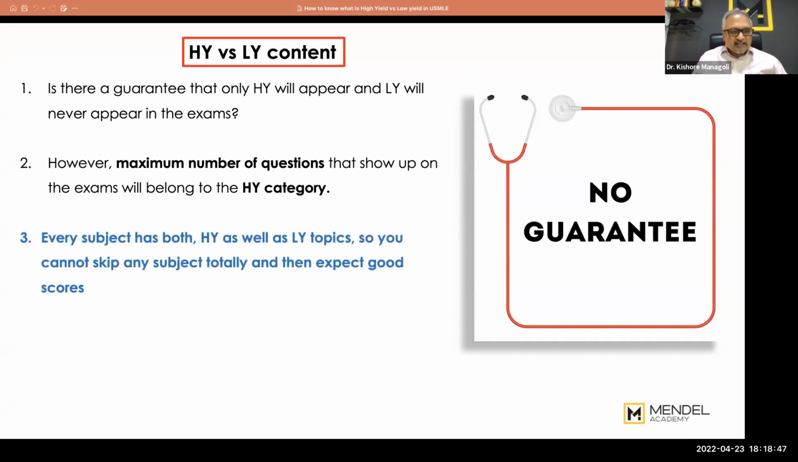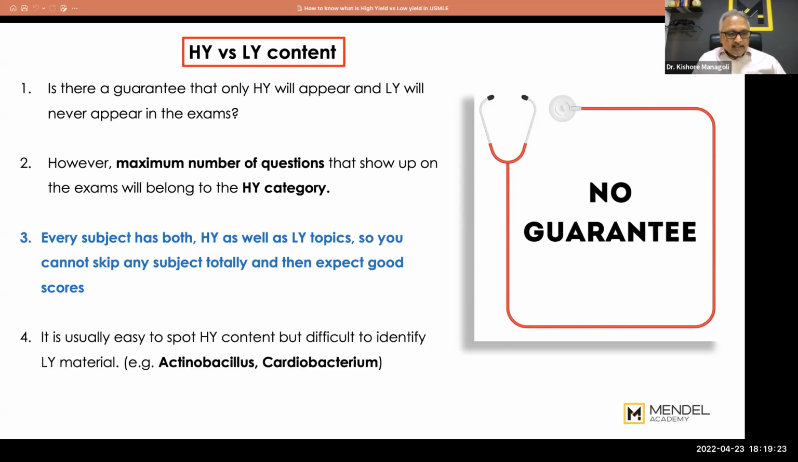Now, the thing is, every subject that is tested on step 1 or step 2 has both high yield as well as low yield topics. So if you take pharmacology, for example, you are going to have high yield topics as well as low yield topics. Microbiology, there will be high yield bacteria, which means they are more tested compared to certain low yield mycobacteria or some types of bacteria, viruses and stuff that will not be tested. So my advice is you cannot skip any subject totally and then expect to score good marks.